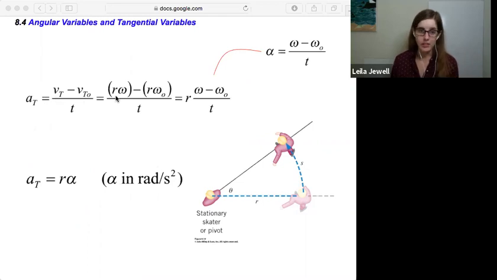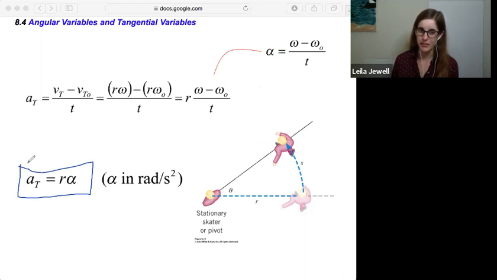We can plug in our tangential velocity as r times the angular velocity minus r times the initial angular velocity. Factor out that r, we can pull it out in front, and then we notice we have the change in angular velocity divided by time, which is just our angular acceleration. We've seen that before too. So our tangential acceleration is just the radius times the angular acceleration.